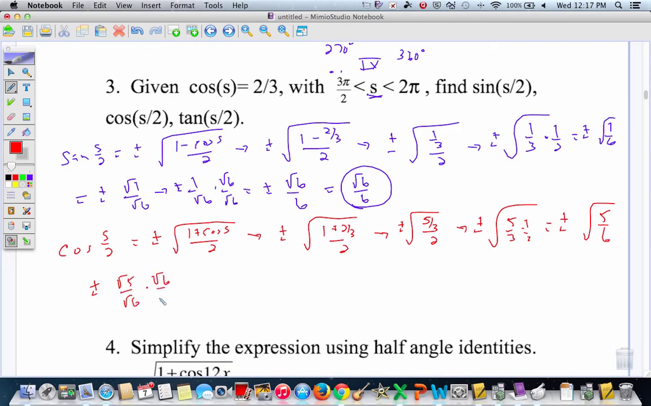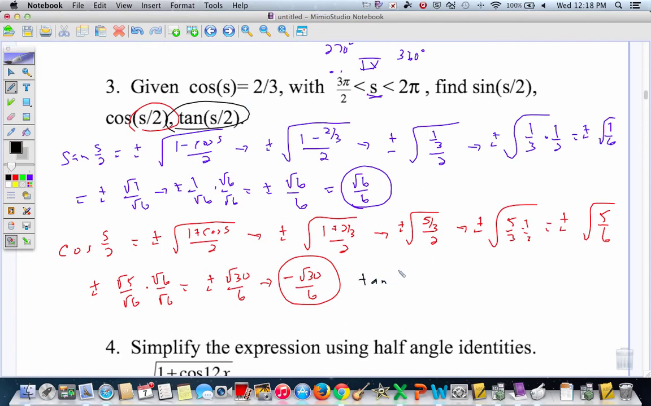Plus or minus the square root of 5 over the square root of 6. We'll rationalize by multiplying by the square root of 6. I have plus or minus the square root of 30 over 6. And for cosine, we just said that s over 2 is in quadrant number 2. Cosine is negative in quadrant 2, so our cosine is negative square root of 30 over 6.